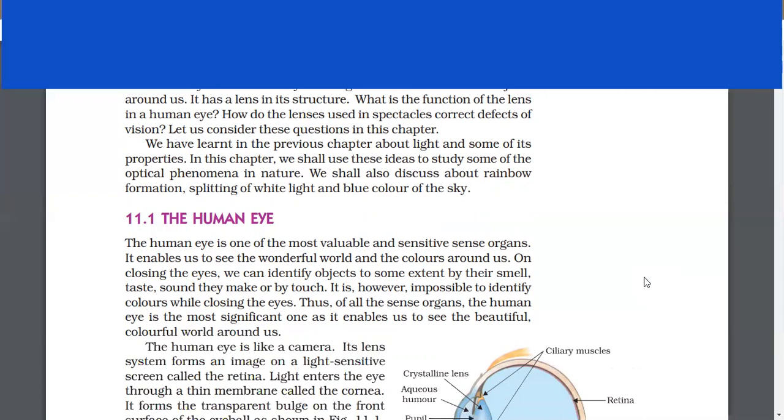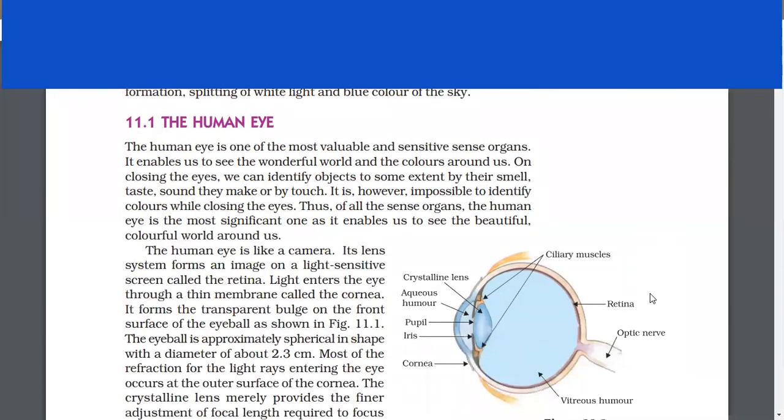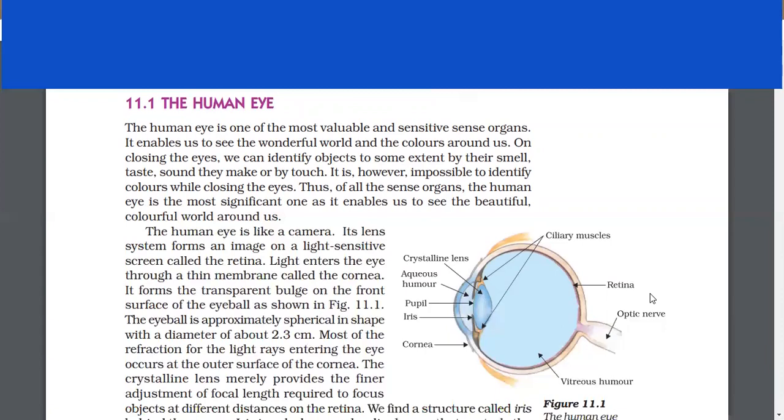The human eye. The human eye is one of the most valuable and sensitive sense organs. It enables us to see the wonderful world and the colors around us. On closing the eyes, we can identify objects to some extent by their smell, taste, sound they make, or by touch. It is, however, impossible to identify colors while closing the eyes.